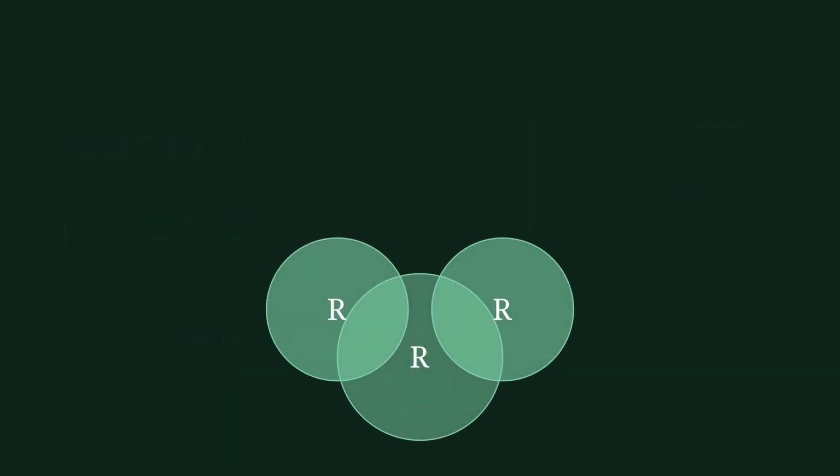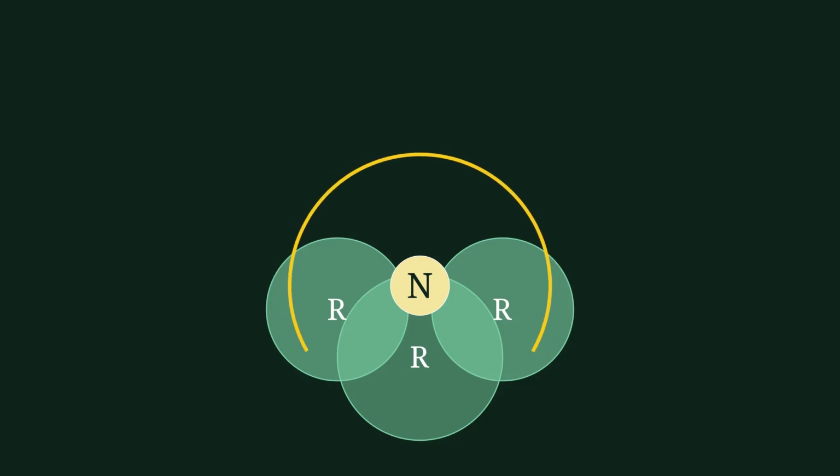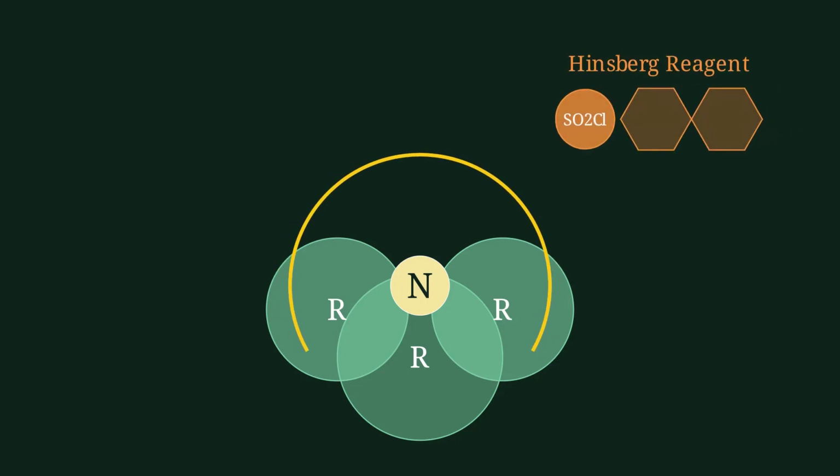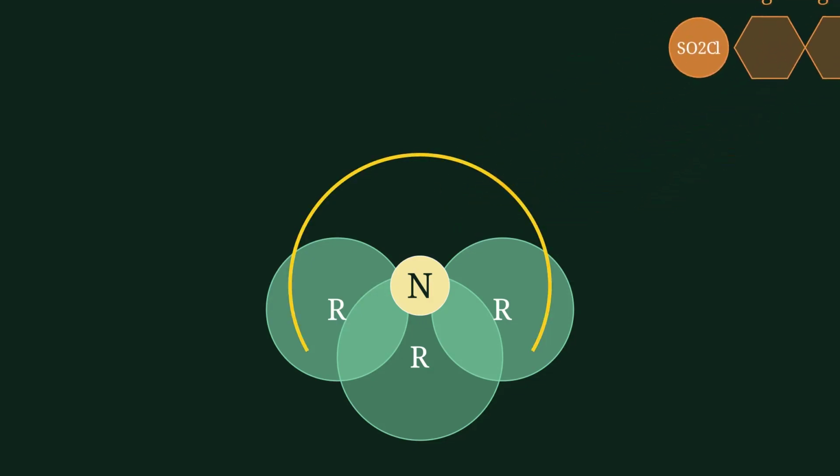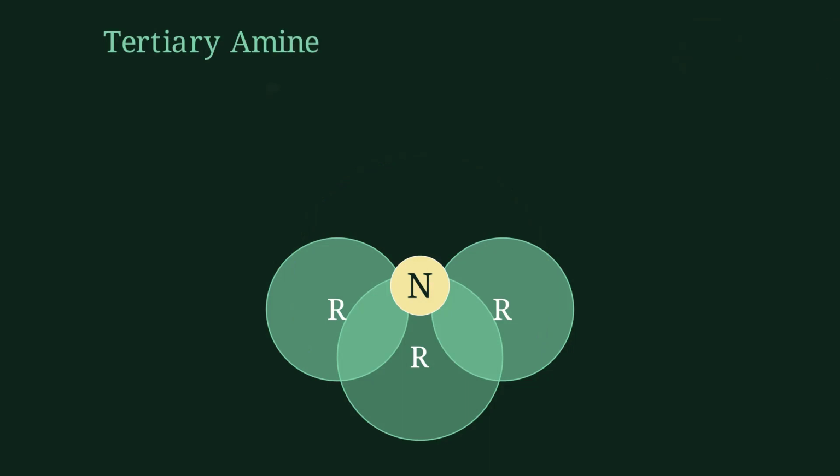Three carbon groups around a nitrogen atom act like a physical barrier. Large reagents, like the ones used in the Hinsberg test, simply can't get close enough to the nitrogen to react effectively. This is why tertiary amines are often used as non-nucleophilic bases. This leads us to the real-world applications.